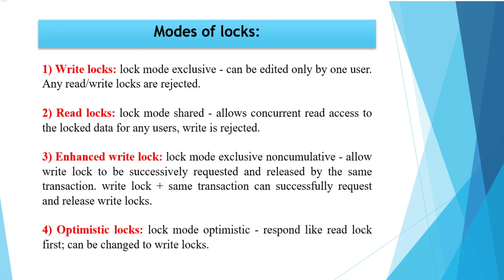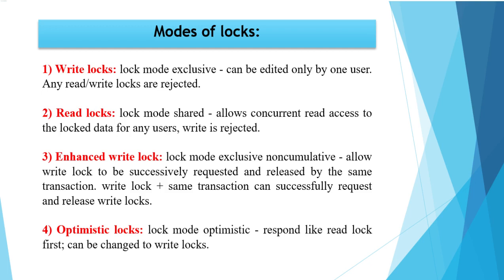And the last type of lock is the optimistic lock, and that is also called lock mode optimistic. In this optimistic lock, it responds like a read lock at first and then can be changed to a write lock. So suppose one user has requested a read lock on some data item, then it can successfully change that read lock to a write lock. So these are the 4 kinds of lock modes in SAP ABAP systems.